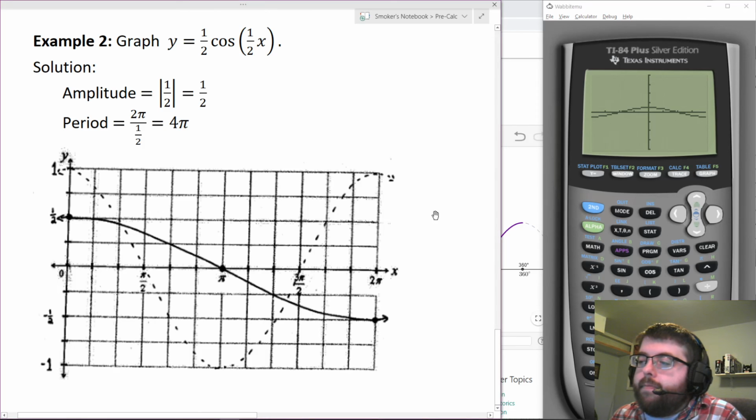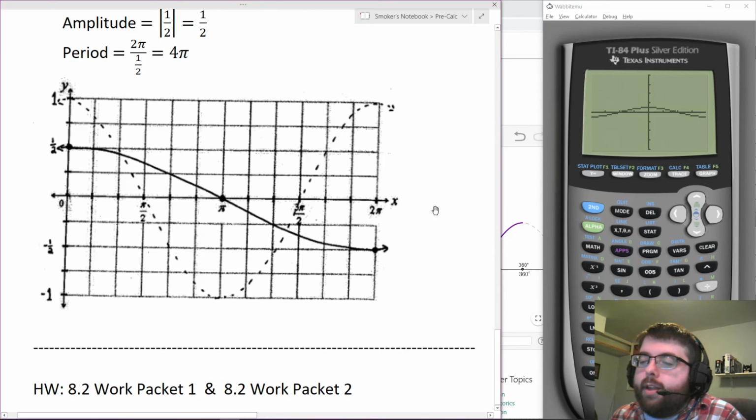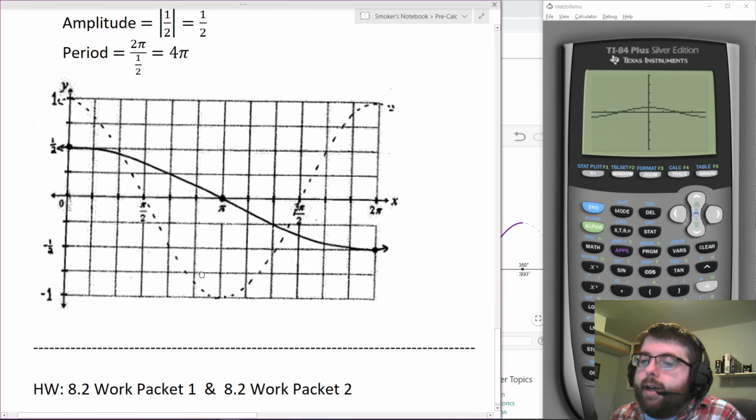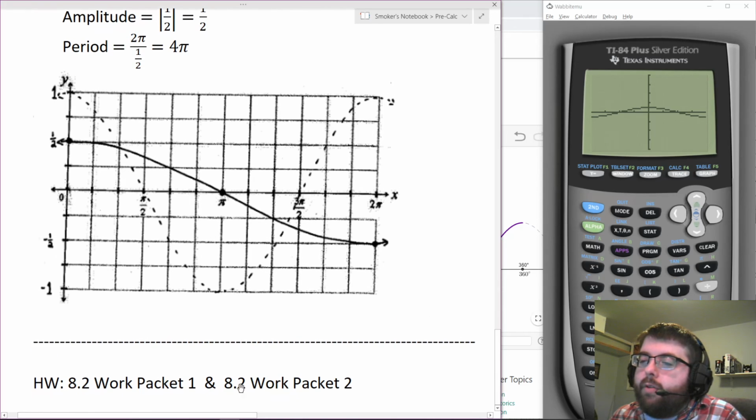Okay, so I think that's it. Yep, that's it. Then what I have is 2 work packets. One work packet is graphing of these things, and the second work packet is more practice with the previous problems that we were doing, solving trig equations.